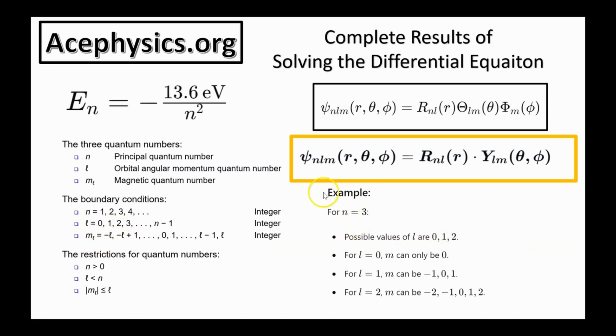For example, if n is equal to 3, then the possible values of L are 0, 1, and 2, because 3 minus 1 is equal to 2. When L is equal to 0, ML must be 0. When L is equal to 1, ML can be minus 1, 0, or plus 1. And when L is equal to 2, ML can be minus 2, minus 1, 0, 1, or 2. This is the result of solving the differential equation, and this gives the entire solution for the hydrogen atom as well as other atoms on the periodic table.